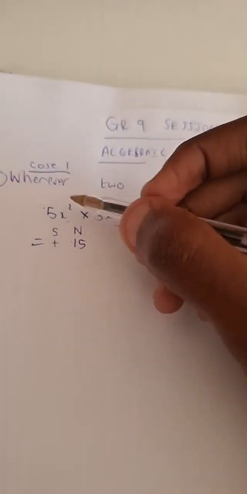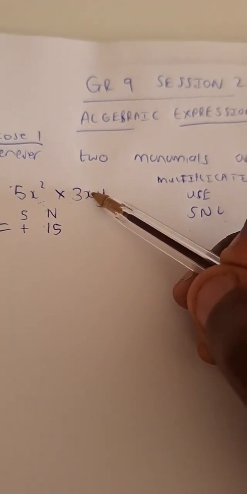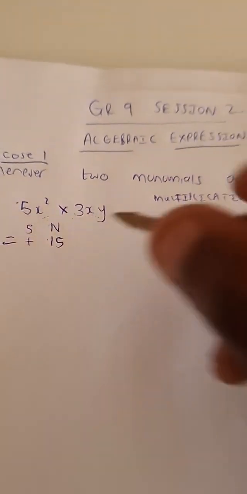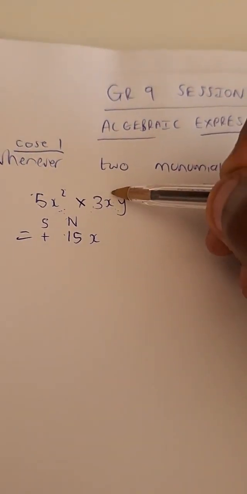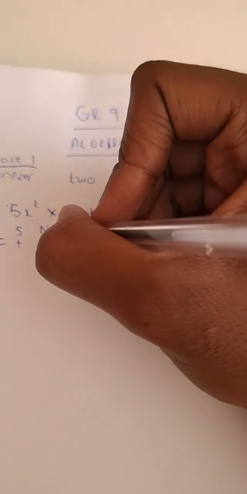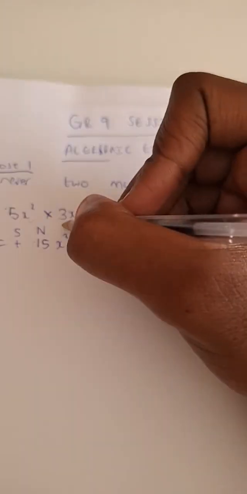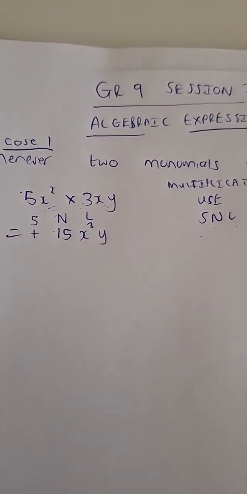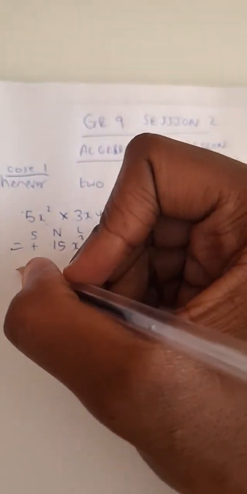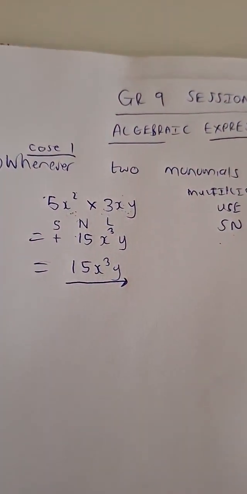The number is done. The letter, x squared times x. What's x squared times x? Obviously here we are multiplying same bases. So we keep the base and we add the exponents. What exponent is there? There's 2. What exponent is there? That's 1. What's 2 plus 1? It's 3. The y variable, single, has no partner. So therefore the unpartnered variable stays as the unpartnered variable. So our final answer, in other words, is 15x cubed y. It's as simple as that.